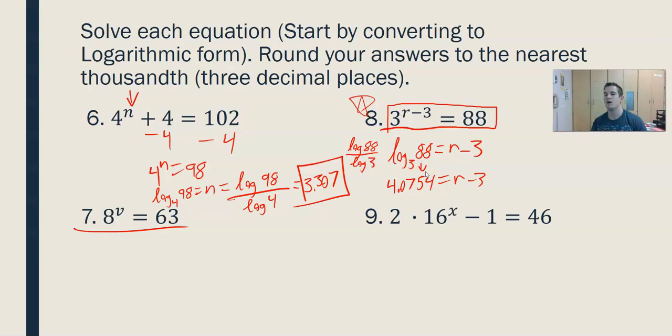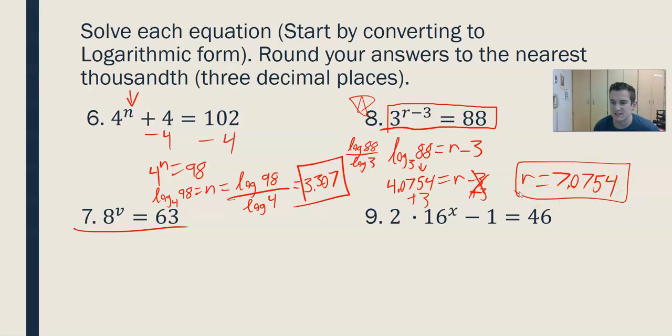That's equal to r minus 3. In these past problems, I would be done. But now I have to add 3 on both sides, because now I have r minus 3. The opposite of subtraction is addition. I add 3 to both sides, and I get r equals 7.0754. So my answer there is 7.0754. And again, if I plug that back in for my r value up here in the exponent, 3 to the power of 7.0754 minus 3 will be 88.